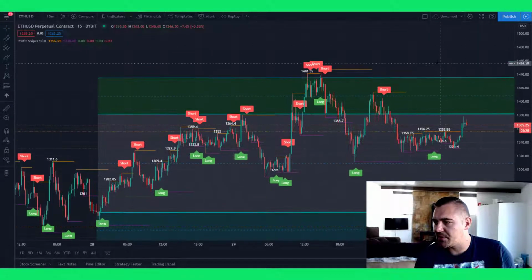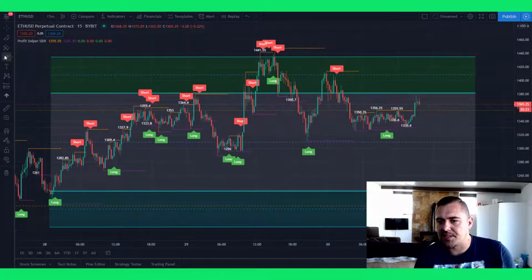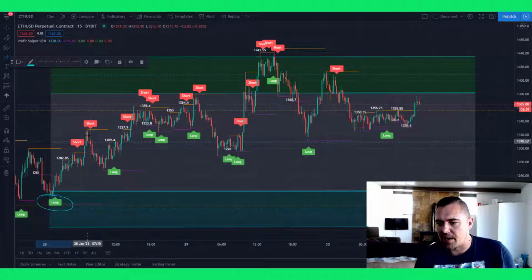As you can see, it's pretty much the same as BTC. Realistically, with the moves, we have a nice long down here, and we have this short here which we wouldn't have taken because it's below the midline. This short you would have taken. This long you would have taken because it's below the midline.